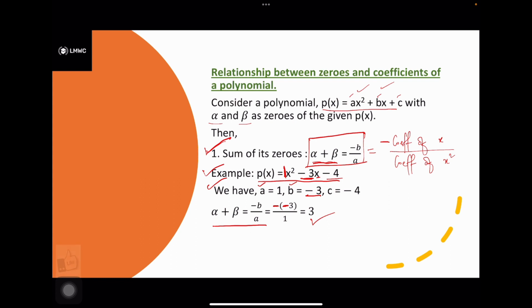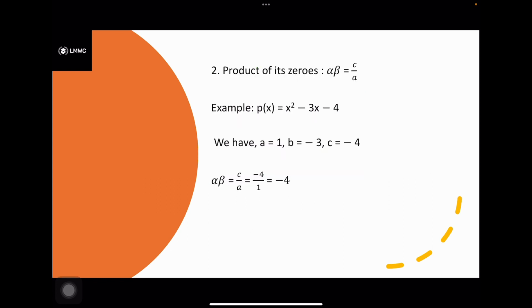Now the second is the product of its zeros. As the name suggests, product means multiplication, so multiplication of the zeros. Alpha and beta are our zeros, so we take the product. If that is the case, then this product we can write as c by a. Again, c is the constant term, which means the term which does not have the variable x, and a is again the same thing, the coefficient of x squared. We have an example here, p of x equals x squared minus 3x minus 4, which is the same example we did in the previous one.